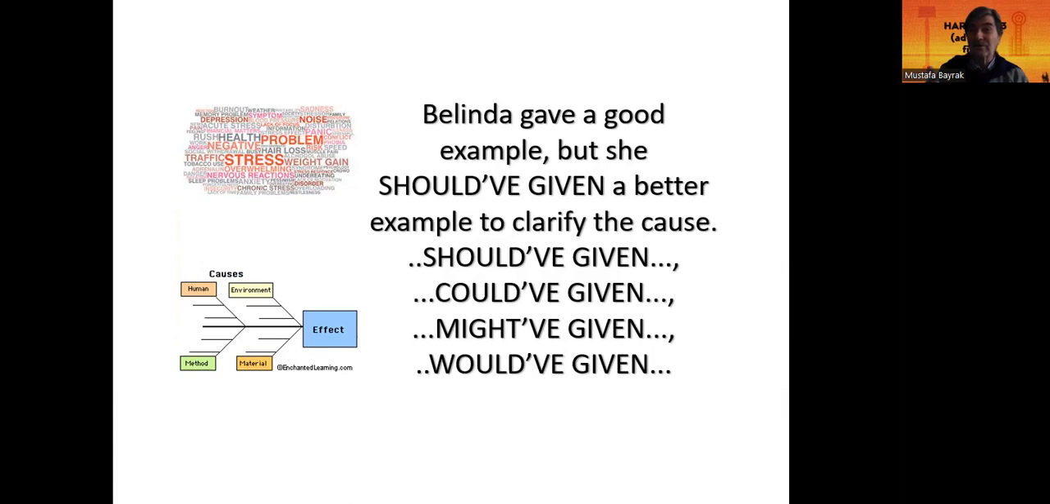A native speaker told me, since my childhood, I have never said should have given. Belinda should have given, could have given, might have given. I have always used them. Belinda should have given, could have given, might have given a better example. This is really important. I advise you to practice it, saying like this: should have, could have, might have, would have.